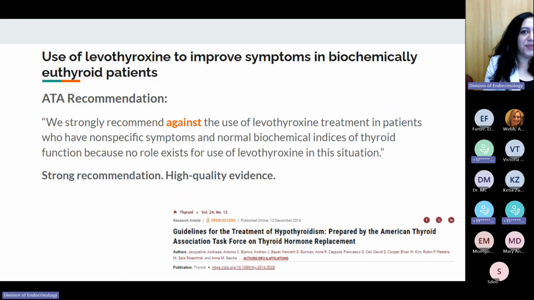Nonetheless, this is still something that is commonly seen in multiple settings, not in our practice, but commonly seen. So this is an example of a low value intervention that we should work harder to educate patients and other providers about to reduce it.